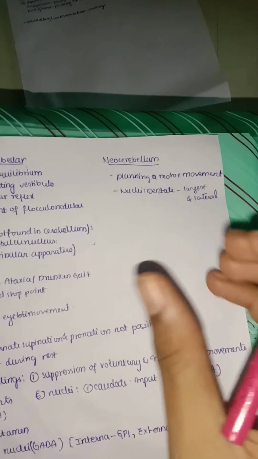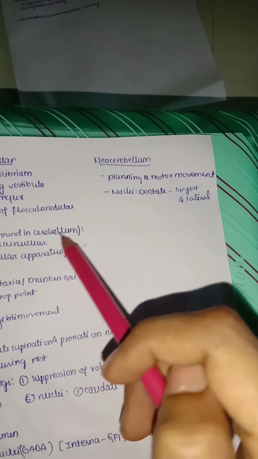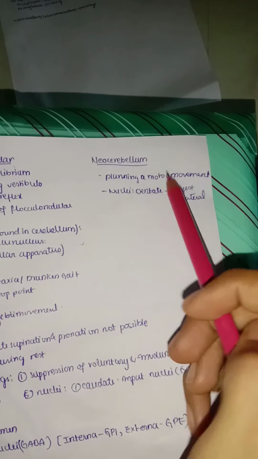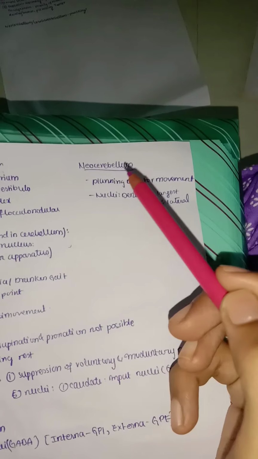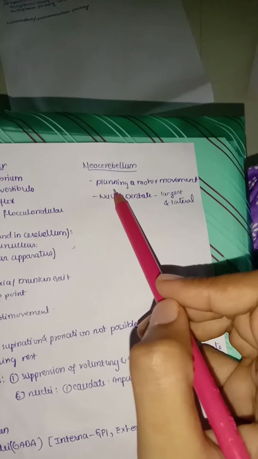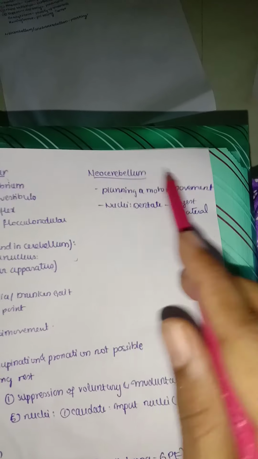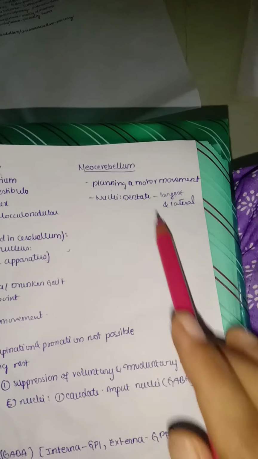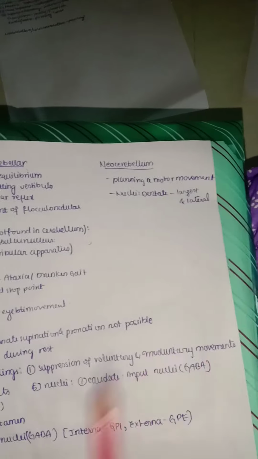If you know the anatomy of the cerebellum, you can understand all of this easily. The neocerebellum is for planning a motor movement. For the planning, it's new; you can see the word new. You are planning for new things. Like that you can remember: planning a motor movement. So the vestibular word means balance and equilibrium, the spinal word means coordination of motor movements, and new means planning for the motor movement. The nucleus is the dentate. The dentate is actually the largest one and the most lateral one, of course.